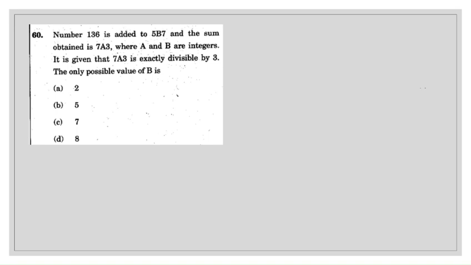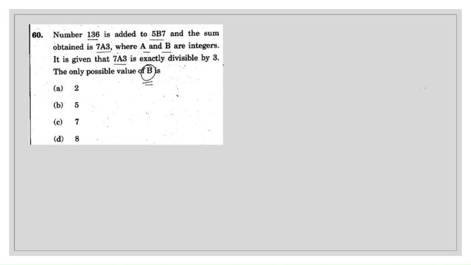Now the first thing it says is number 136 is added to 5b7 and the sum obtained is 7a3. So what we can understand here is that a and b are integers, or perhaps digits, which we do not know, which they can ask us to find out. Then they say it is given that 7a3 is exactly divisible by 3. So 7a3 and 5b7 are particular numbers. Then they ask: the only possible value of b is what? What will be the value of b?